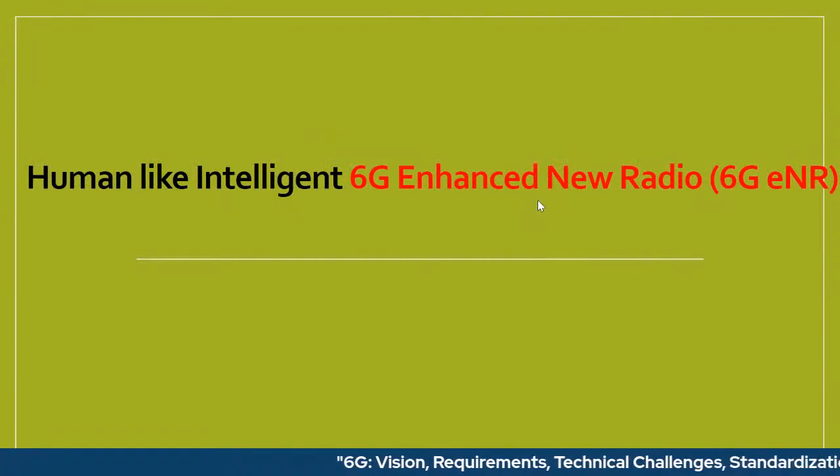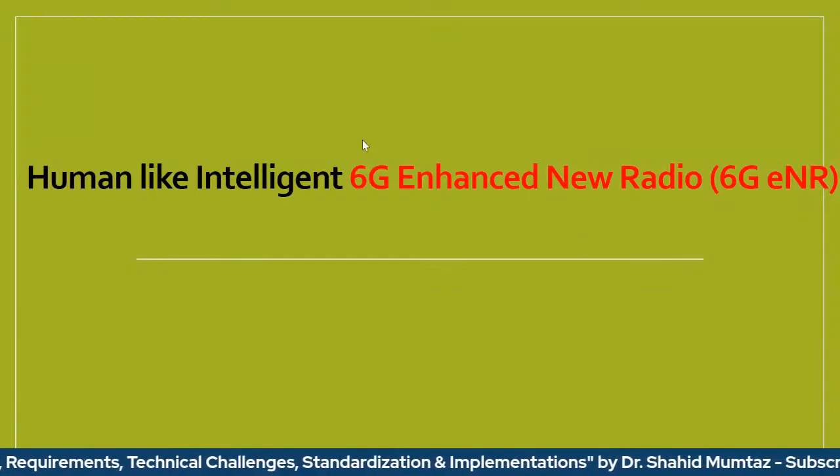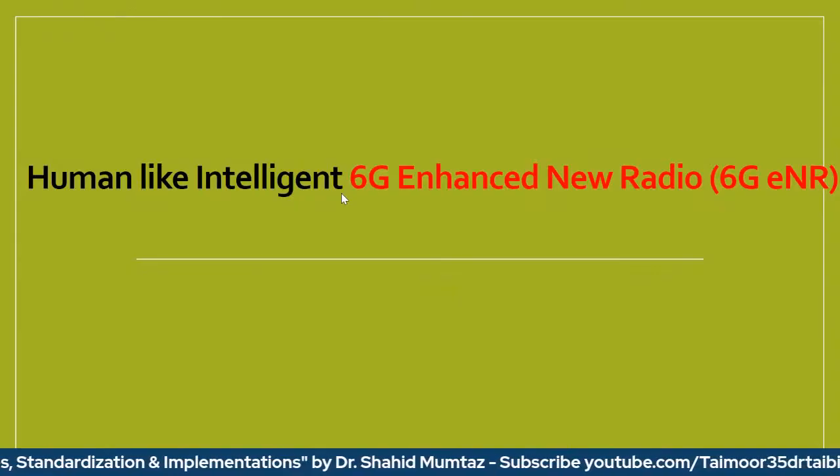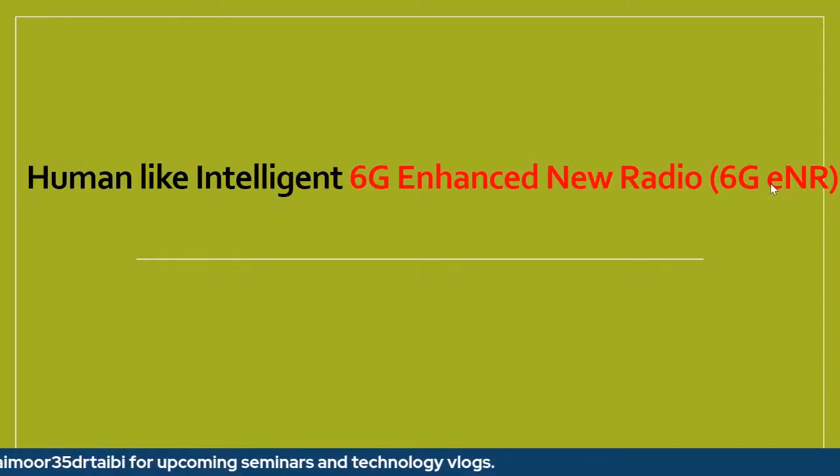Okay, so my idea for 6G, because I just want to give my vision. I call my base station for 6G a human-like intelligent base station, like a human can do. 6G enhanced new radio. So I just put E in front of NR because I believe if 3GPP, they can put 6G enhanced radio.